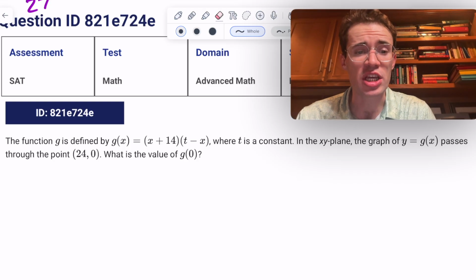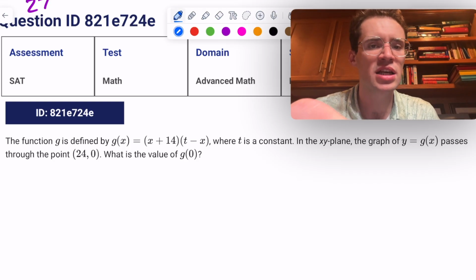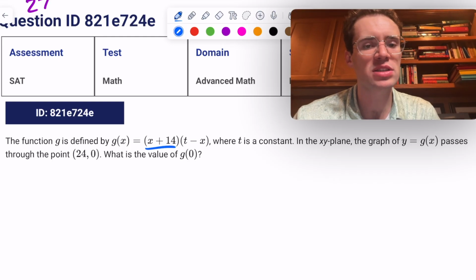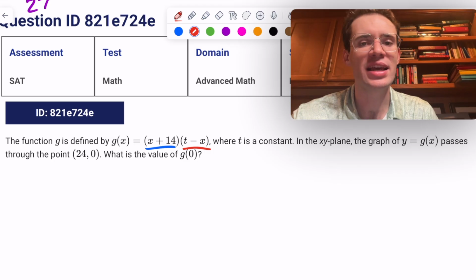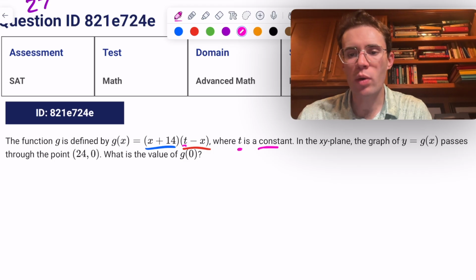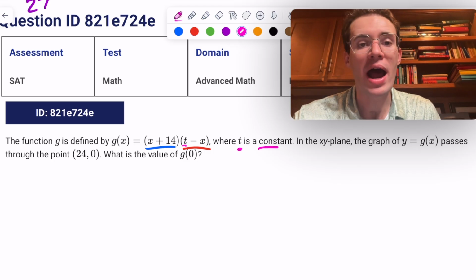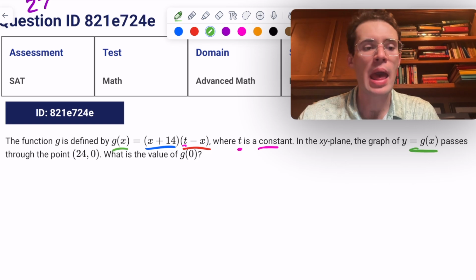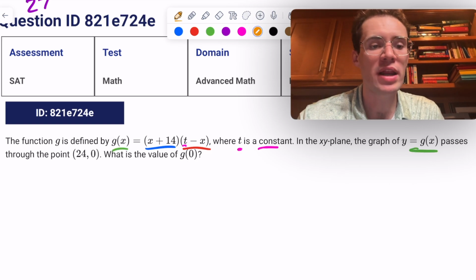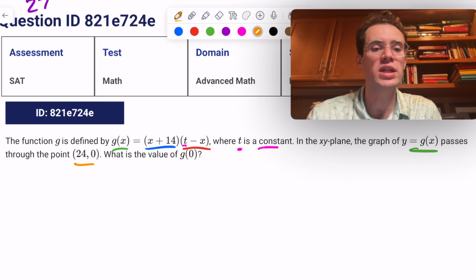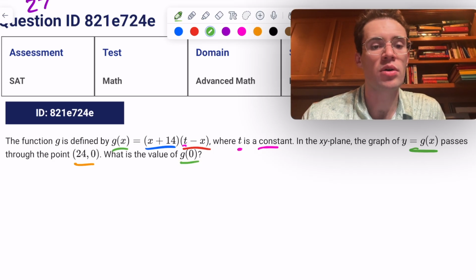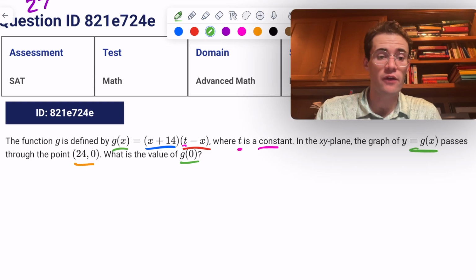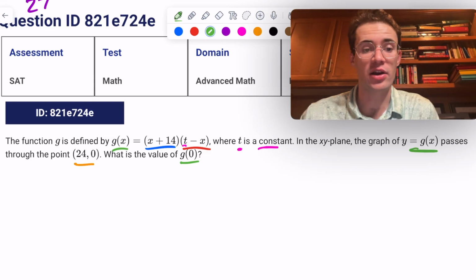The function g is defined by g of x equals the quantity x plus 14 times the quantity t minus x, where t is a constant. In the xy plane, the graph of y equals g of x, so y equals this function we just read, passes through the point 24, 0. What is the value of g of 0? So that means when you enter in 0 for x, what will be your output? We know when you enter in 24 for x, then your output is 0.